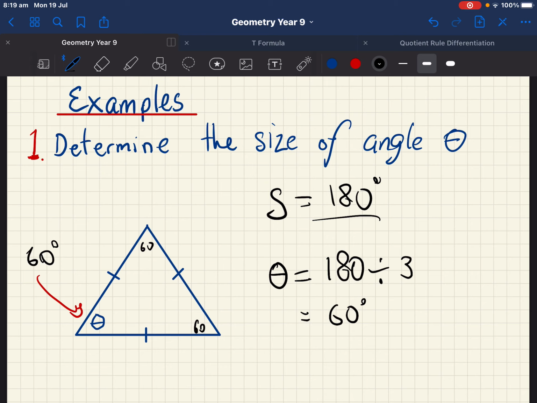So it's pretty simple. Before we move on to the next example, definitely make sure you get this first example in your books. So pause the video if you need to, and then resume play for the next example once you're ready.